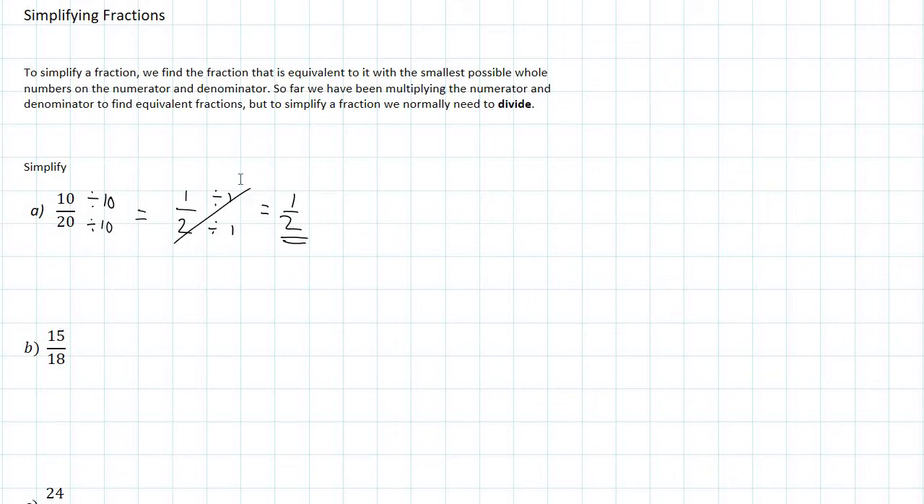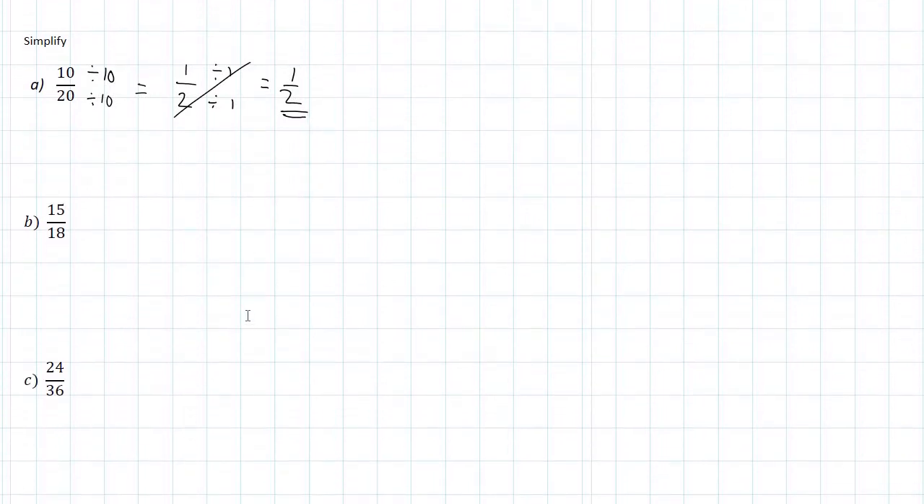Okay, let's try the next one. I've got 15 out of 18, and I need to think to myself, what times table are they both in? Okay, they're both in, let's have a think, the 3 times table. Now I said in our last fractions video that it really helps if you know your tables, and it really does. If you can look at them and spot straight away that they're in the 3 times table, it's going to make life much easier for you. I know it's very hard for some people to learn their tables, but you keep trying. Keep at it, because it will help you a lot with your maths.